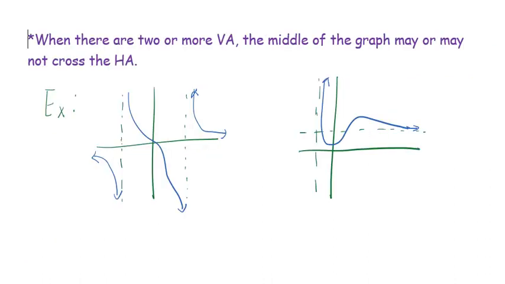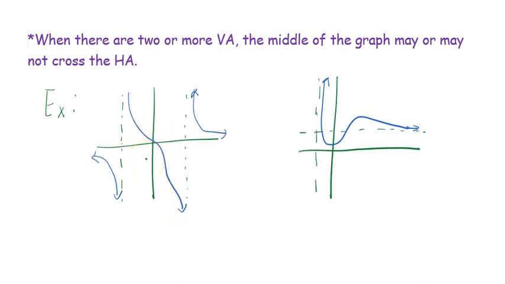Okay, something important to keep in mind that you may not have known before is that when you have 2 or more vertical asymptotes, the middle of your graph may or may not cross the horizontal asymptote. I have 2 examples here. Here we have 2 vertical asymptotes, and the ends, they're getting close to them, but they're not crossing them, so this end and this end. But here in the middle, it does cross.